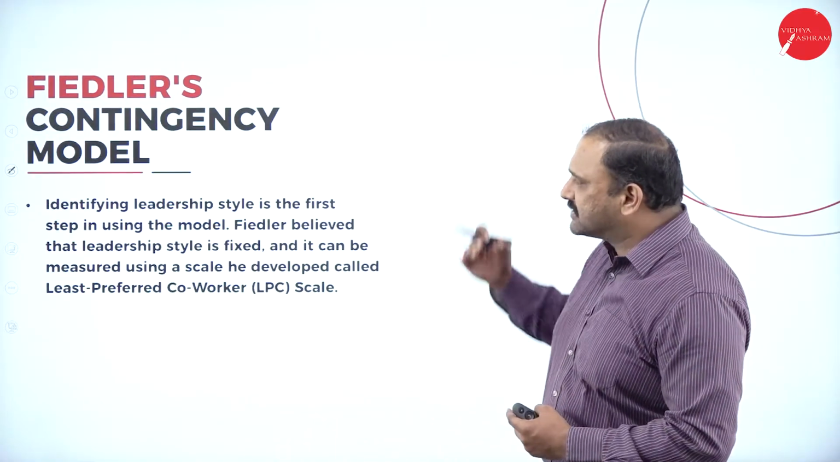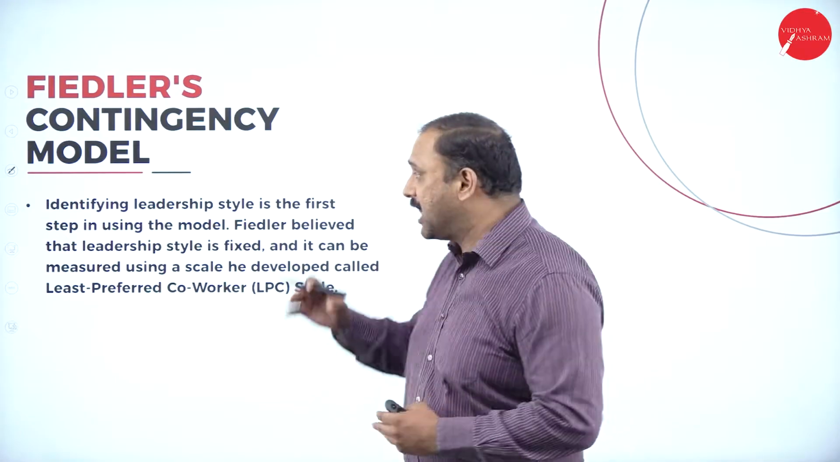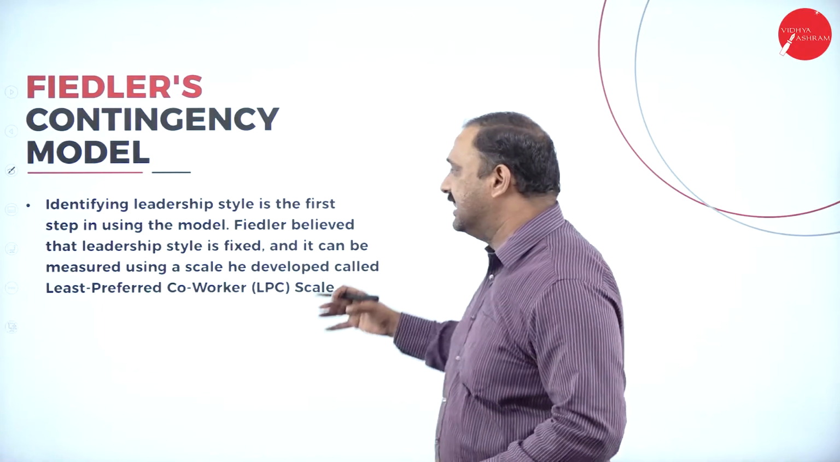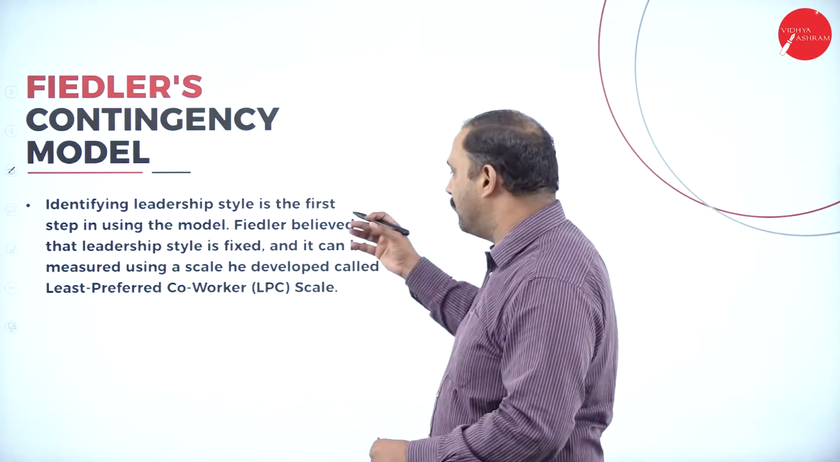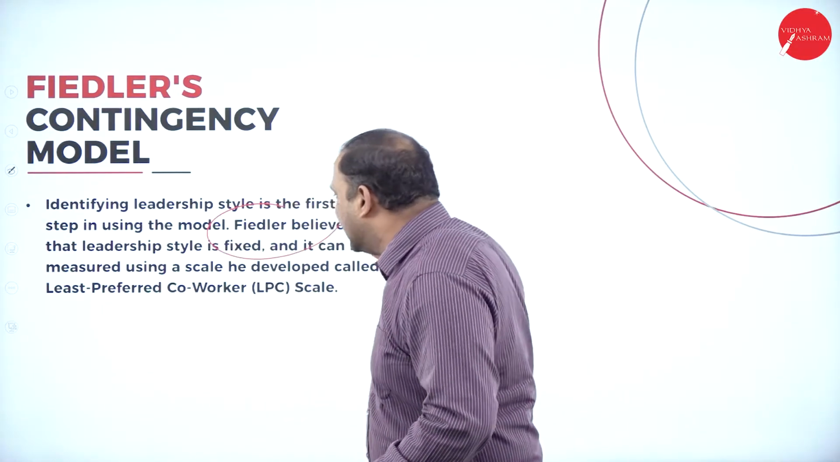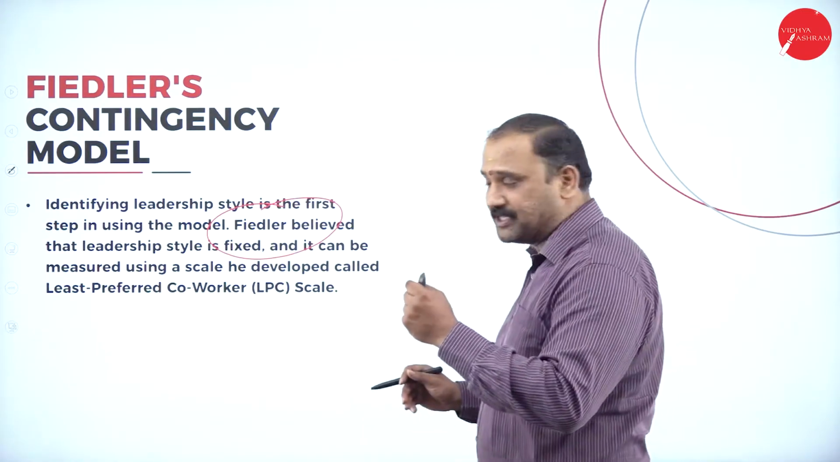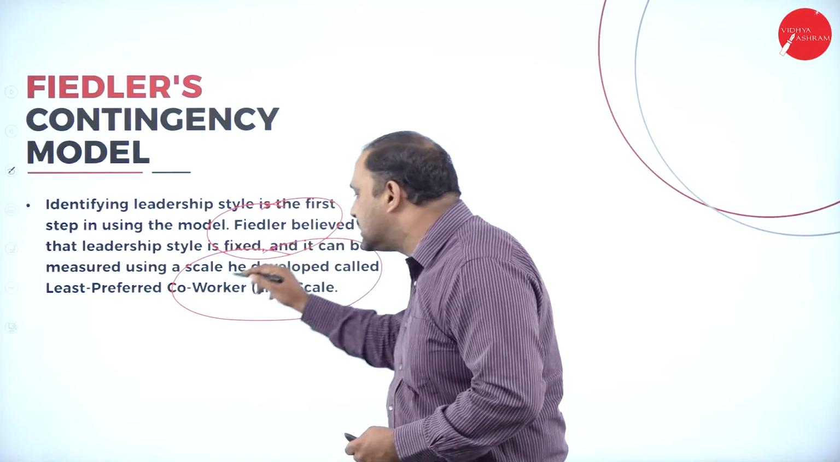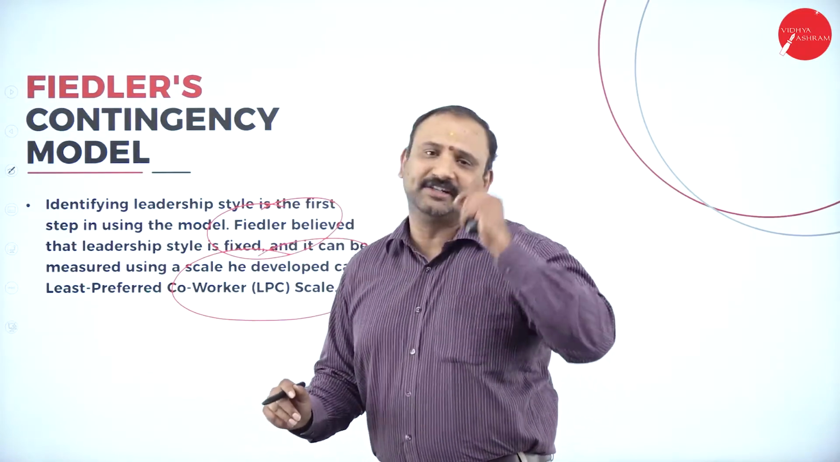Now, the Fiedler's contingency model, where we are going to talk about identifying the leadership style, is the first step in the model. Fiedler believed that leadership style is fixed and can be measured using a scale he developed, called the least preferred co-worker scale.